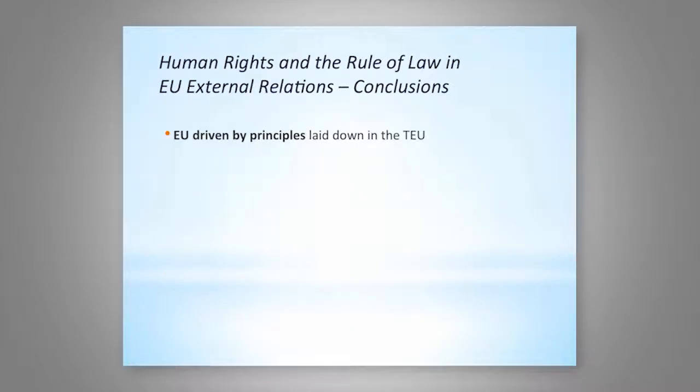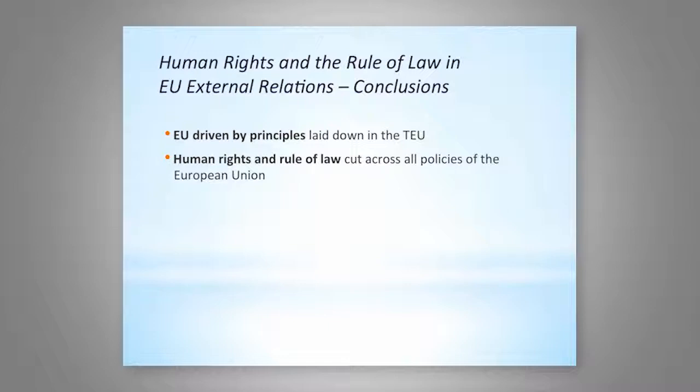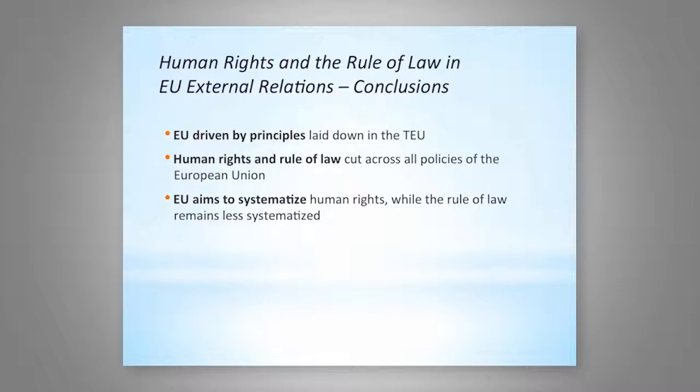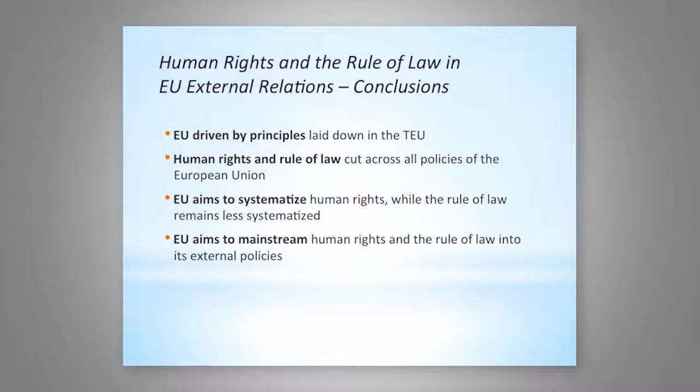To conclude, our presentation has shown that next to its fundamental interests, the EU is driven by principles laid down in the TEU. Moreover, human rights and the rule of law cut across all policies of the European Union and involve various institutional actors. At the same time, while the EU aims to systematize human rights, the rule of law remains less systematized. Also, the EU aims to mainstream human rights and the rule of law into its external policies, but coordination amongst the many institutional actors involved remains a difficult daily exercise. Hence, we also showed that the challenges which remain evident in and outside the EU pose questions on how to fulfill the objectives of the human rights and rule of law approaches.